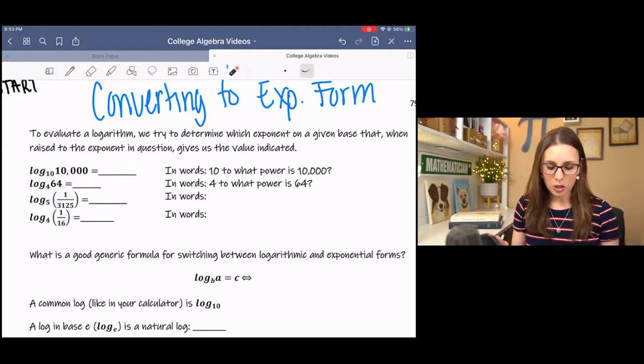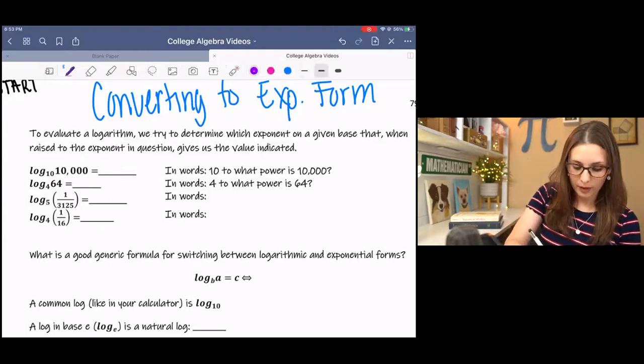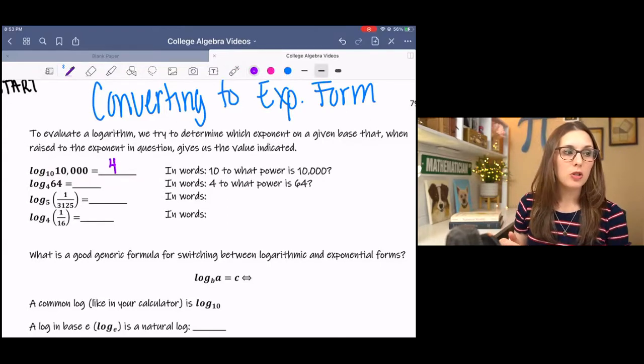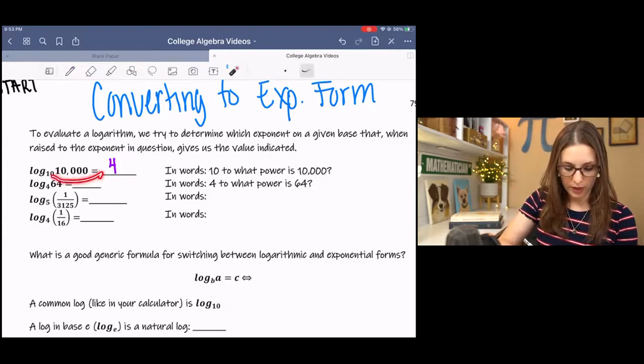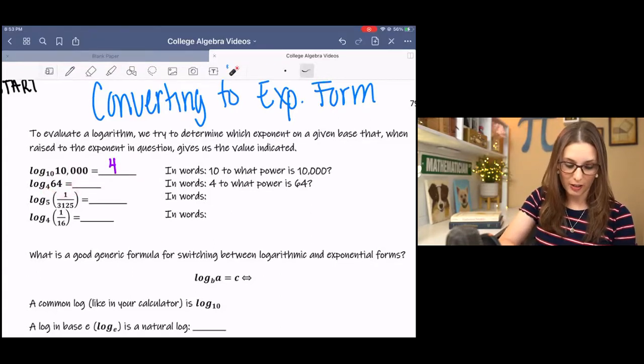So 10 to what power is 10,000? That's going to be 4 because there are 4 zeros. 10 to the 4th is 10,000. 4 to the what is 64?